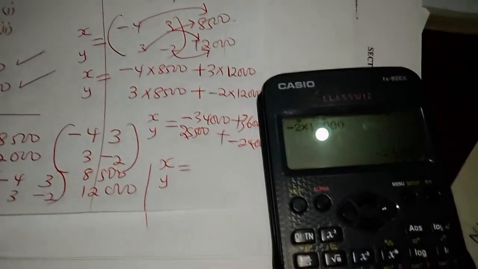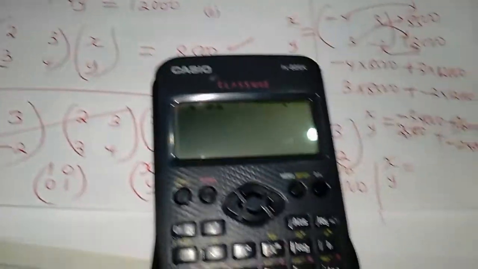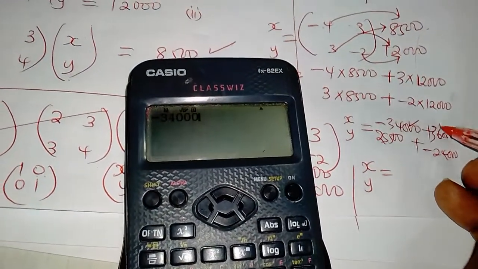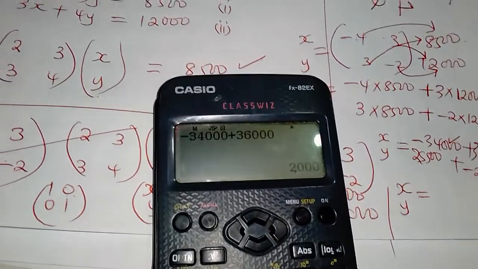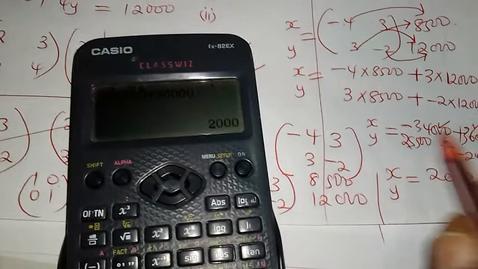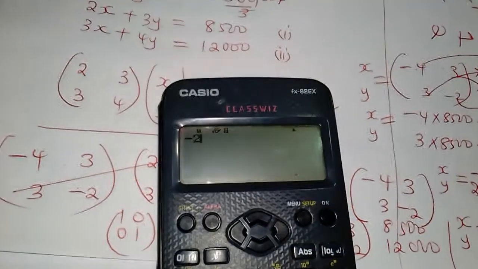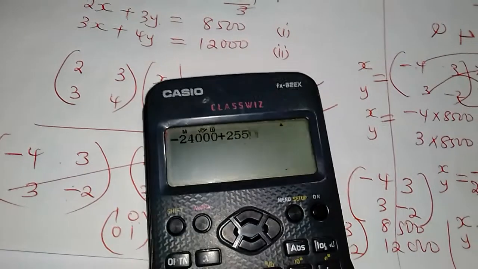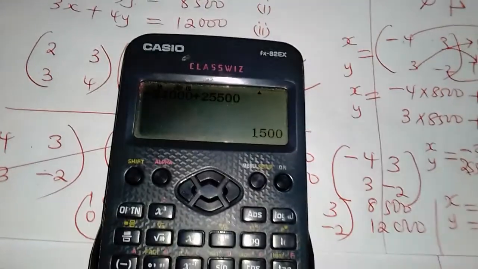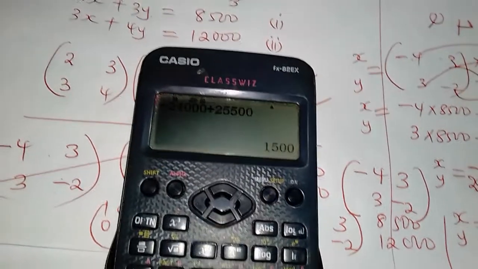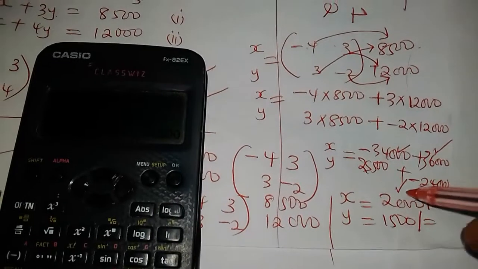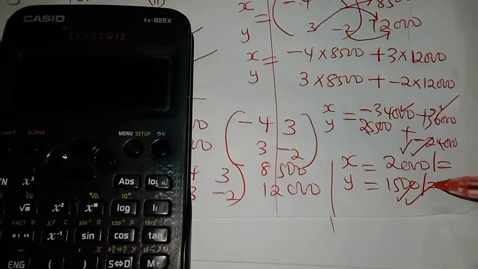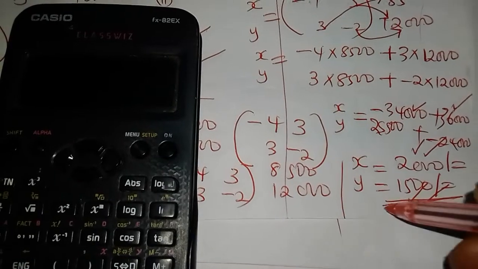So I'll begin with the first one. -34,000, you can see it from here, plus 36,000. That is going to give me positive, so that is 2,000. I'll go to the next one. It is -24,000 plus 25,500. It gives me 1,500. Good. That means the price of one bag of sugar is 2,000. Then the price of one bag of rice is 1,500. Those are your answers. Great.